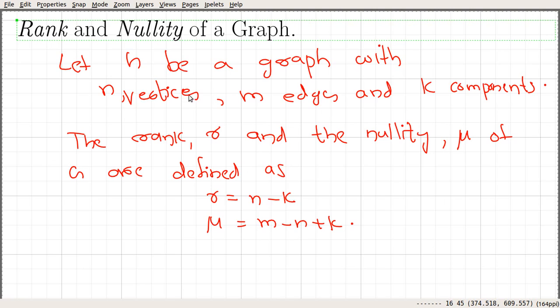So let G be a graph with n vertices, m edges and k components. The rank R and the nullity, denoted by this Greek letter mu, of G are defined as: rank is equal to n, the number of vertices, minus k, the number of components in that graph, and mu is m minus this quantity R. So here again you can see that this is nothing but m minus R.